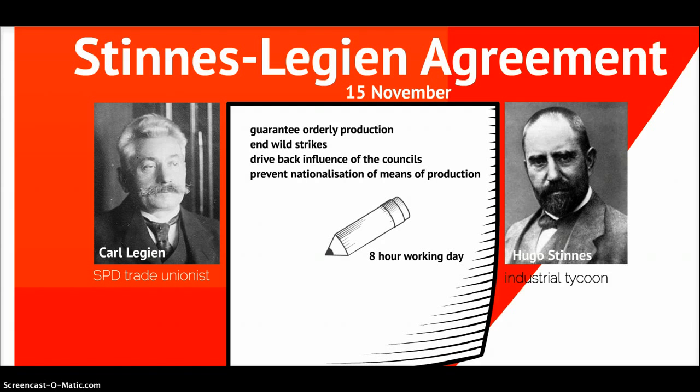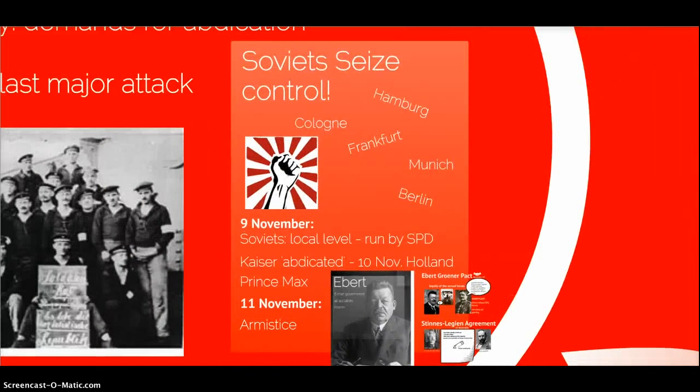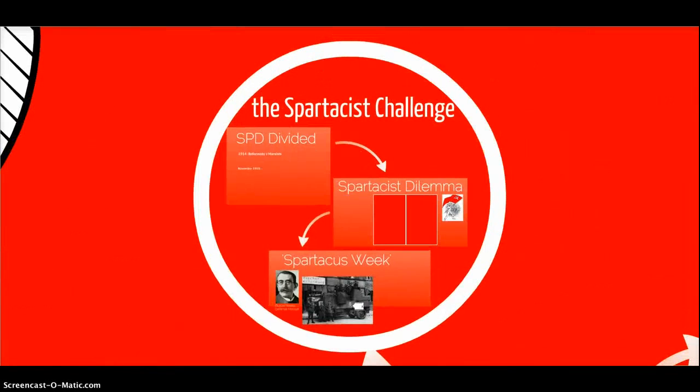And one of the workers' rights that the socialists have been asking for a long time is an 8-hour working day. So a deal is struck between the moderate socialists and the industrial leaders within Germany. The Stinnes-Legien Agreement. Let's move on and see what events unfold next. The Spartacist Challenge. So we're going to have a little look now at divisions within the socialists themselves.